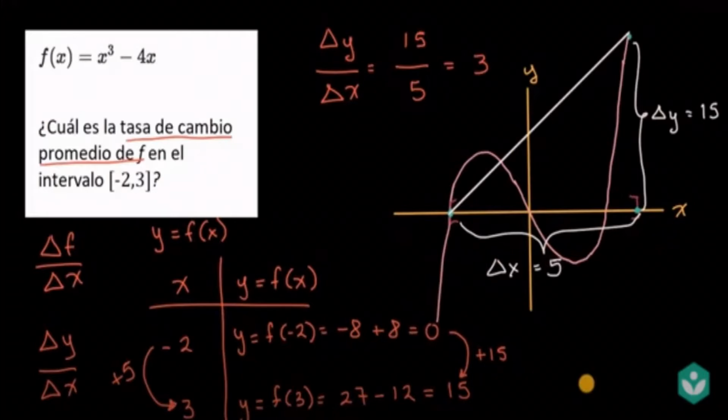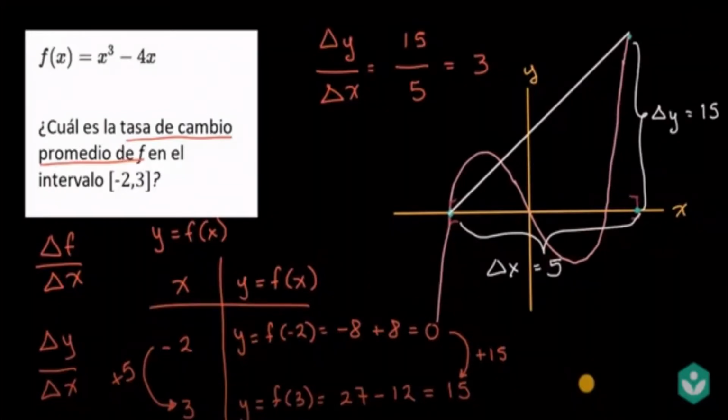To represent it visually, we have the following graph. When x is equal to minus 2, the value of the function is 0. It goes up and down, and it does the same on the other side. The interval goes from minus 2 to 3, as we have shown here.